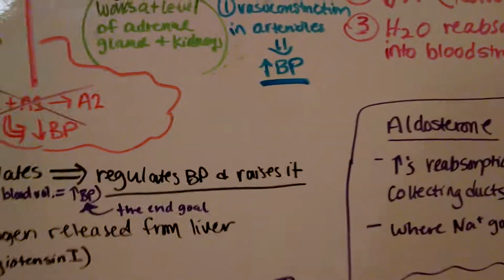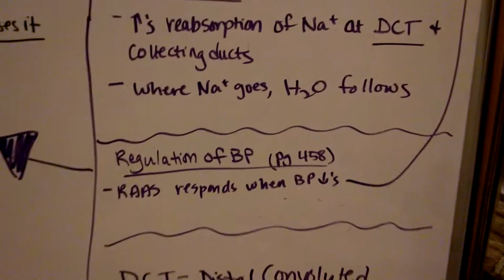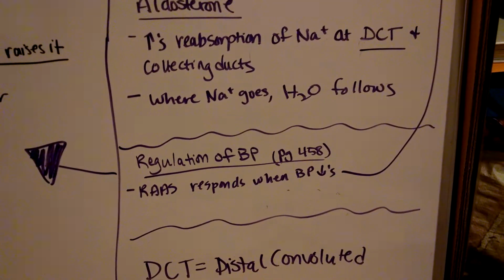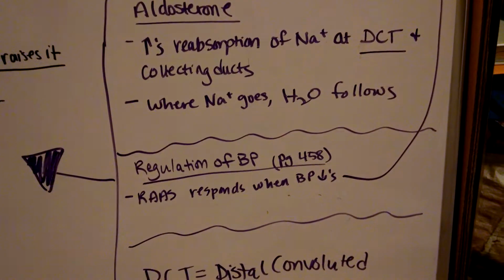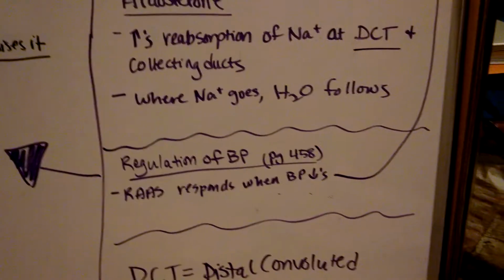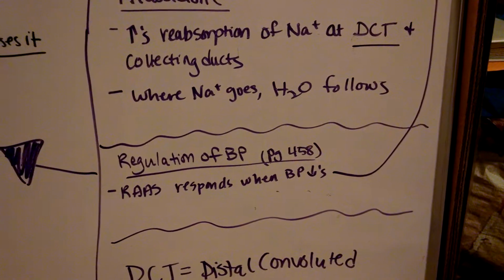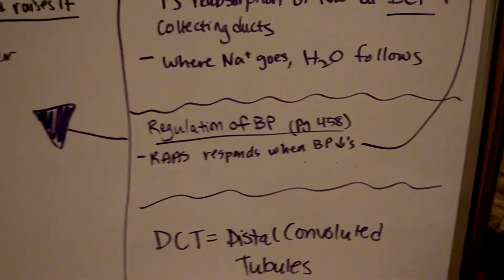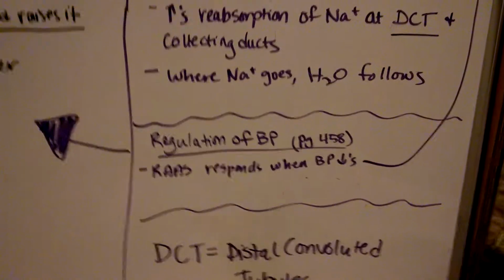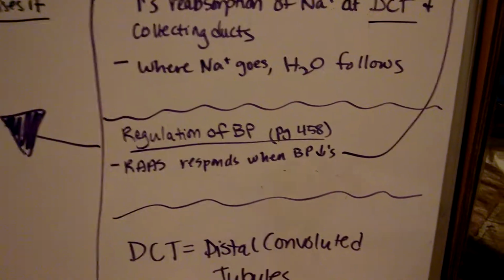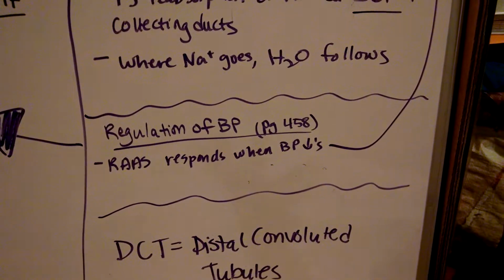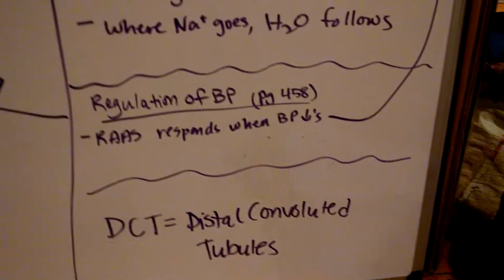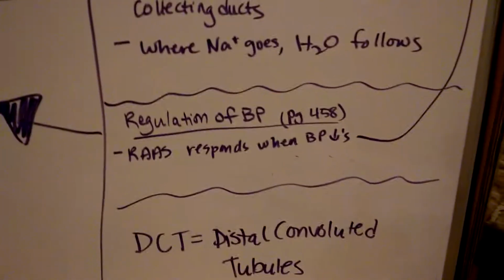And then just some key notes I thought you guys should know. Aldosterone increases the reabsorption of sodium at the distal convoluted tubule and the collecting ducts. And where sodium goes, water follows. And for our regulation of blood pressure, to increase it, our RAAS system is going to respond to low blood pressure.